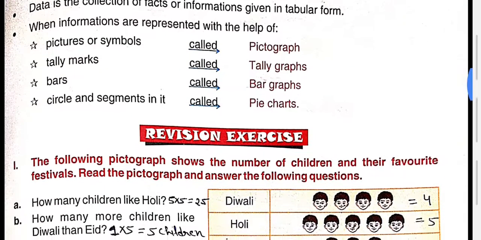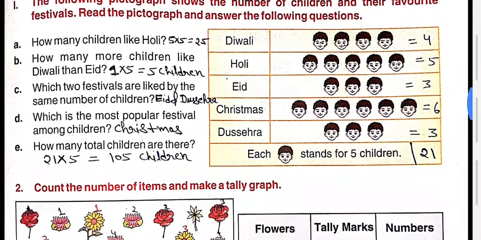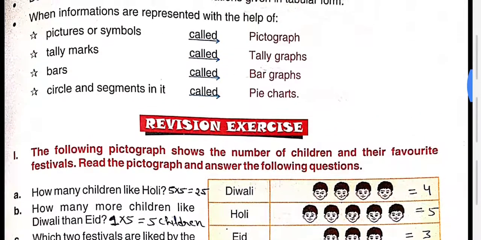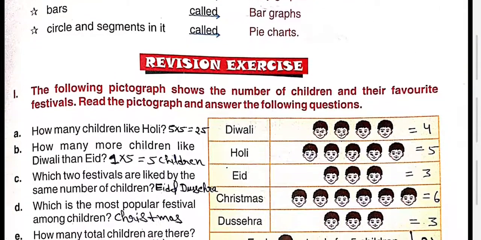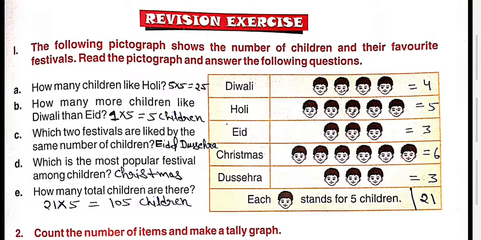So, first of all, we have to do our revision exercise. First question is, the following pictograph shows the number of children and their favorite festival. Read the pictograph and answer the following questions. First, you read the pictograph.